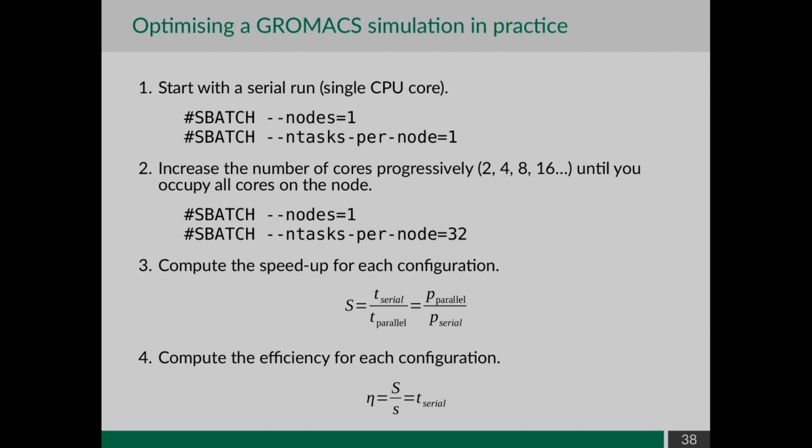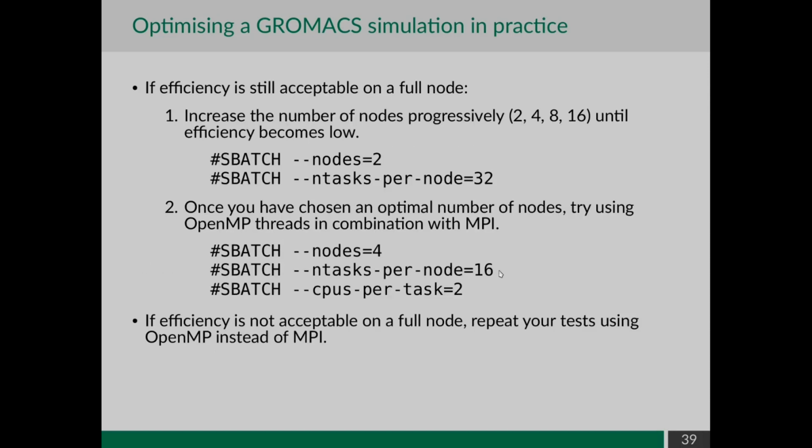To optimize, always start with a serial run, that is to say, running on a single CPU core with nodes equal 1 and tasks per node equal 1. Then try increasing the number of cores progressively until you occupy all the cores on the node. This will be done using the MPI implementation of Gromacs, so you increase n tasks per node to 4, 8, 16 until you reach 32, or whatever is the number of cores on the node you're working with. Then compute the speedup for each of these configurations, and then compute the efficiency for each configuration.